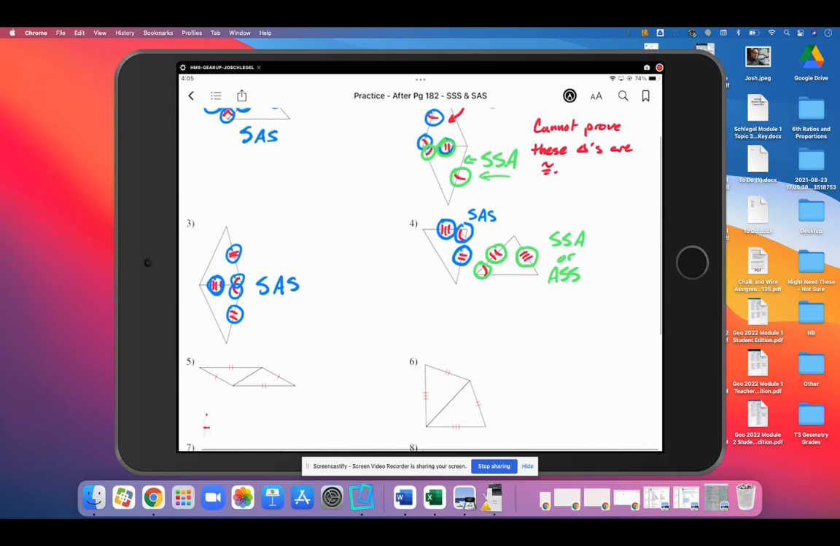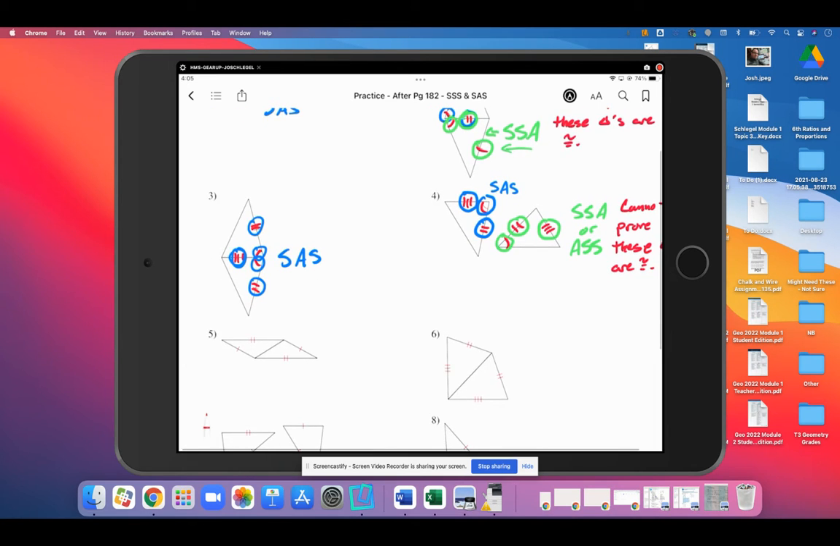Again, for us to use side, angle, side, the angle has to be trapped between the sides, so we cannot prove that these triangles are congruent. They might be, but we can't prove it with the information that we were given.